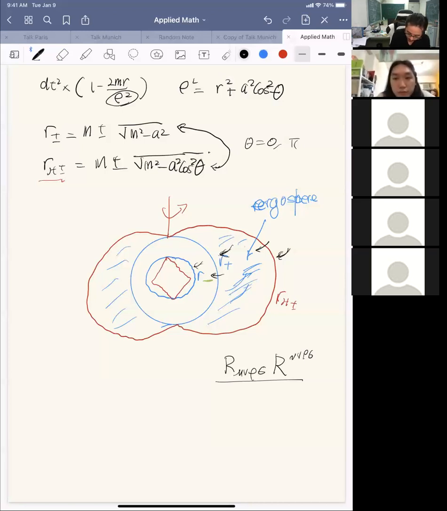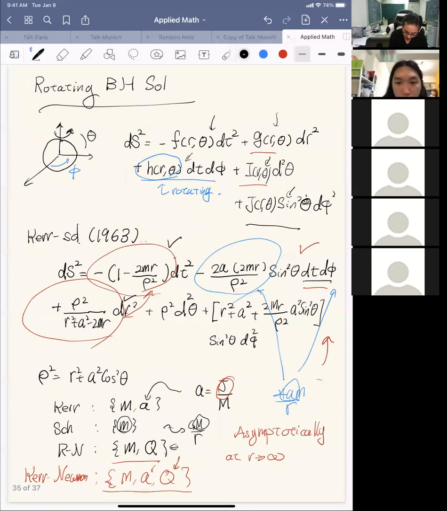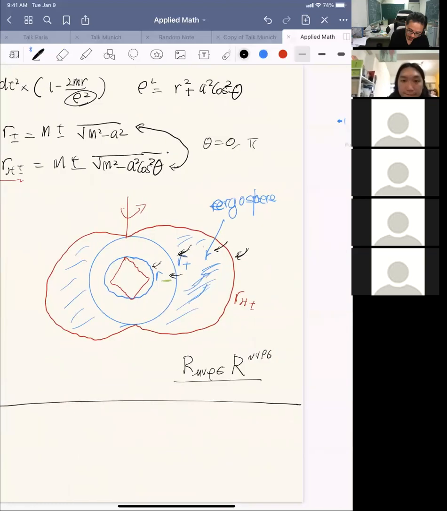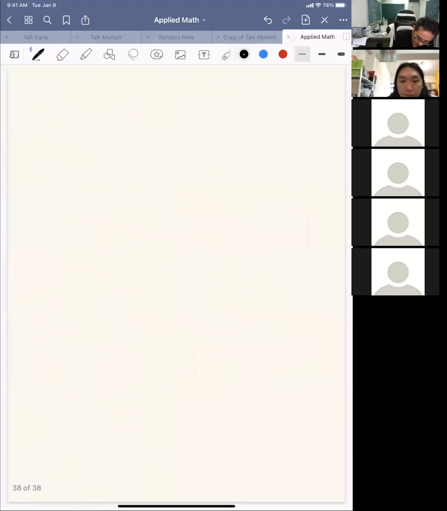So now that we've talked about these solutions, let's talk about the case when these solutions become extremal. Okay. So let's talk about extremal black holes, because extremal black holes are interesting, both theoretically and observationally. As I mentioned before, many of these black holes are actually extremal.